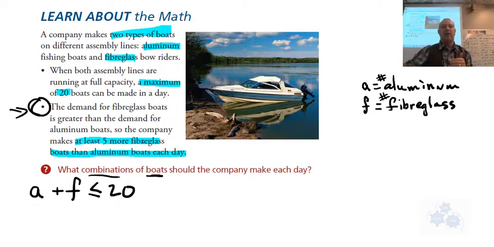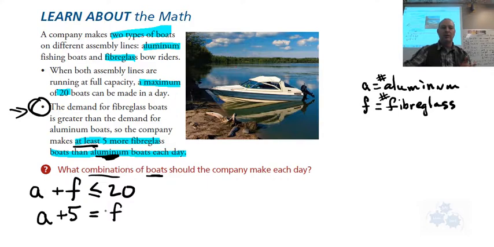So, at least 5 more fiberglass boats than aluminum. If we were to make an equation, and I'm just going to start an equation here, and then we'll change it into an inequality in a second. They're going to make fewer aluminum boats, correct? So how would aluminum boats be equal to the fiberglass boats? Well, if we added 5 to the fewer number of boats, then they would be equal. Now we need to change this to an inequality because it says at least 5 more.